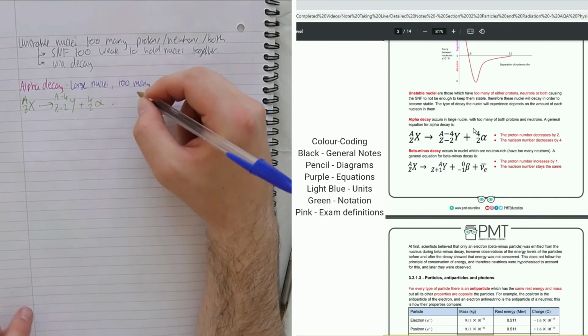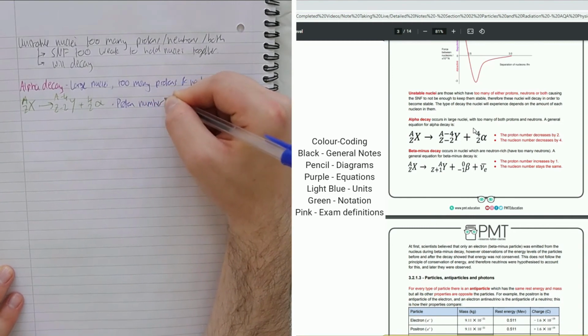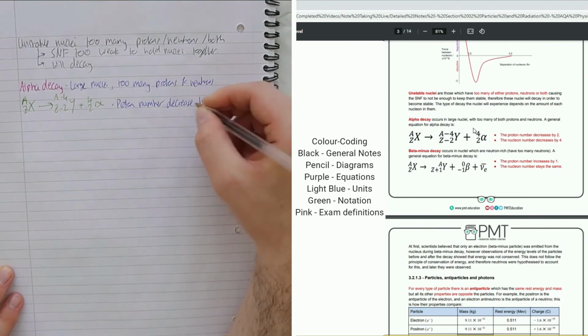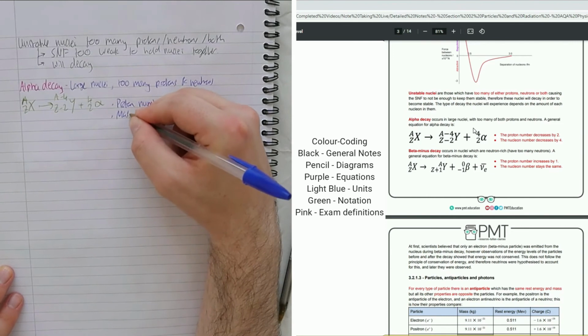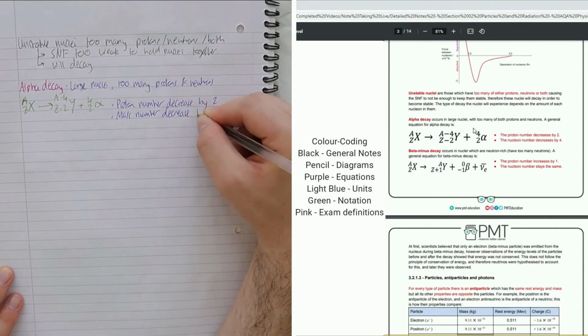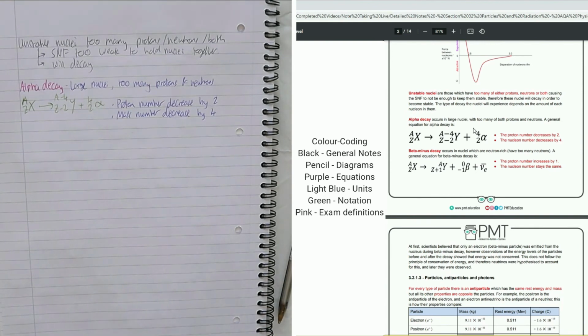And then I'm going to write what actually happens. So what happens? Well, proton number decreases by 2, mass number decreases by 4. And that's it. That basically tells me everything that is said on here, right? So that's all good. Now if you notice, I actually rewrote this exactly. The reason why is because when I looked at it on the screen, I thought actually that's a good way to represent the information, so I'm going to copy it.